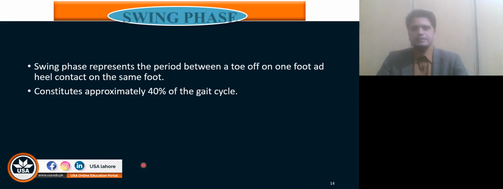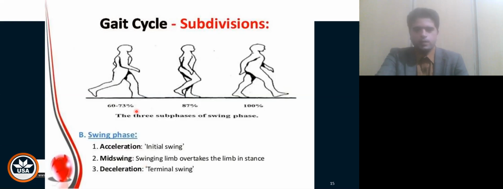Swing phase represents the period between a toe off of one foot and the heel contact of the same foot, 40% of the gait cycle. Again, it is shown here: early, mid, and late swing, 60 to 73, 73 to 87, 87 to 100. Also called initial swing or acceleration phase, the mid swing phase, and the deceleration and terminal swing phase.